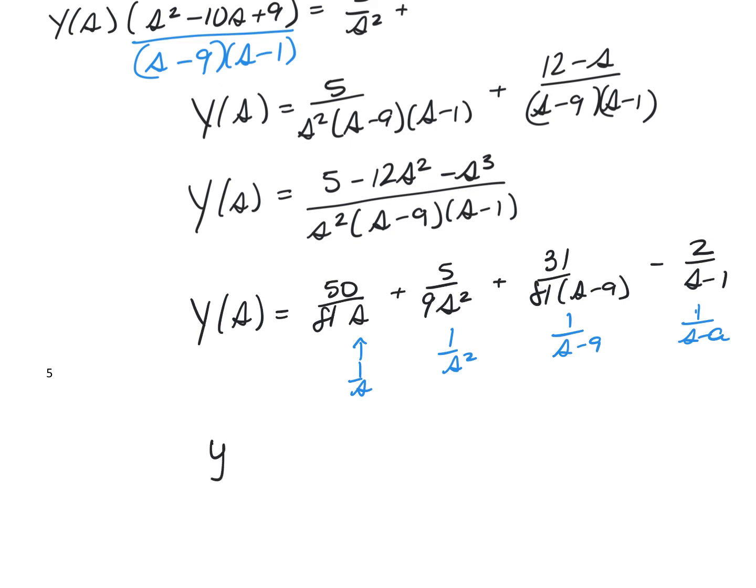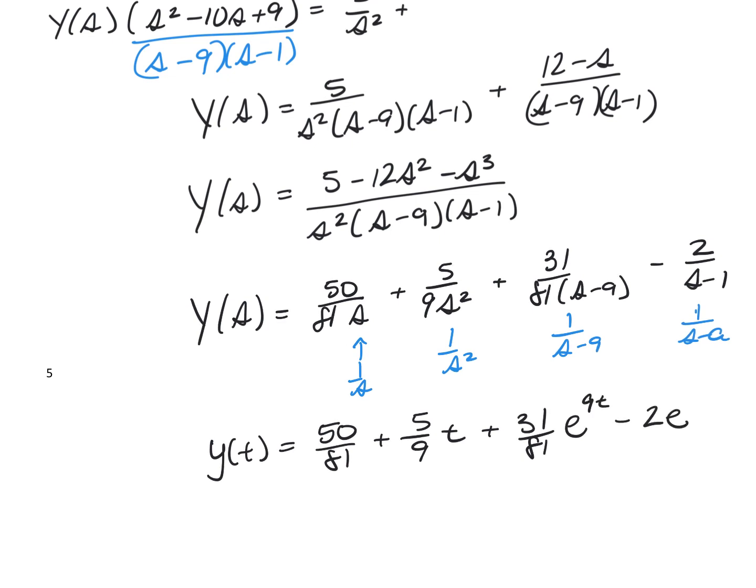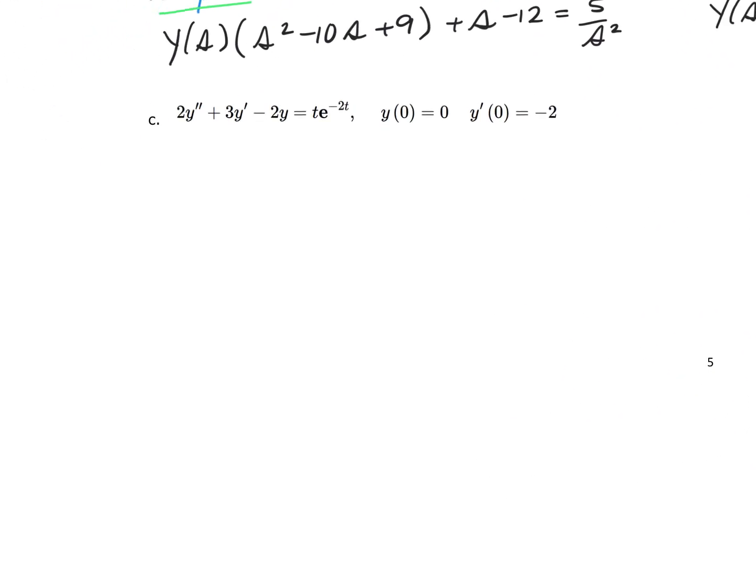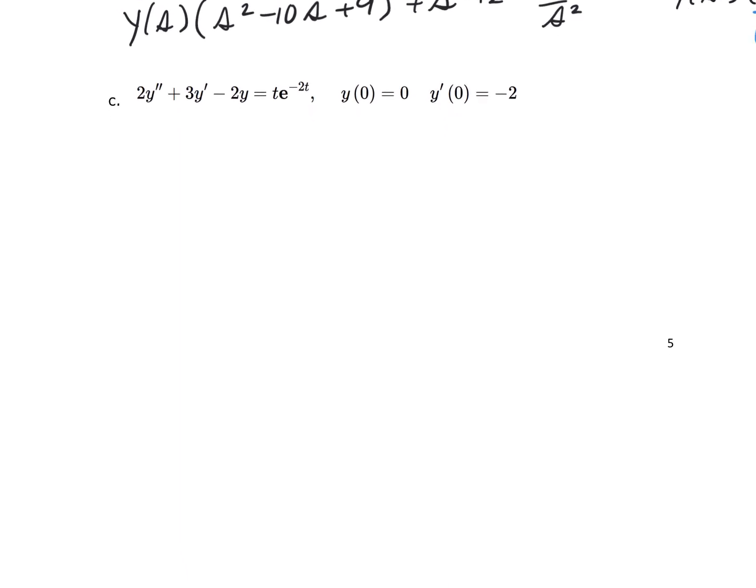So then my lowercase y of t becomes 50 over 81 plus 5 over 9 t plus 31 over 81 e raised to the 9t minus 2 e raised to the t, and there it is. Now, I personally think it's kind of easier, but you may not find it easier, but there it is. Let's take a look at one more example here, and then we'll call it a day for this video.